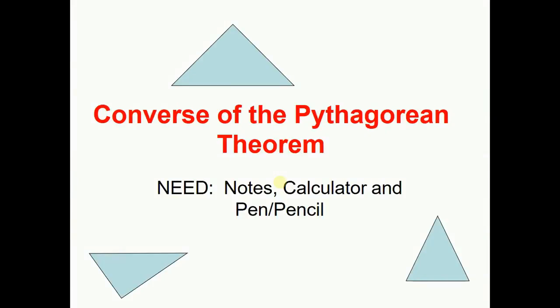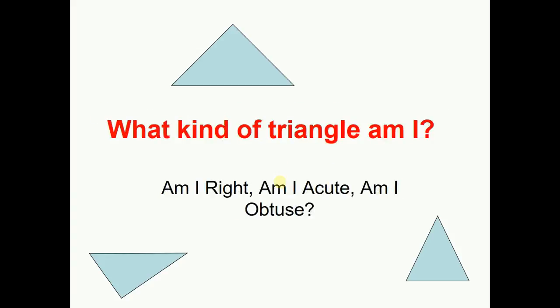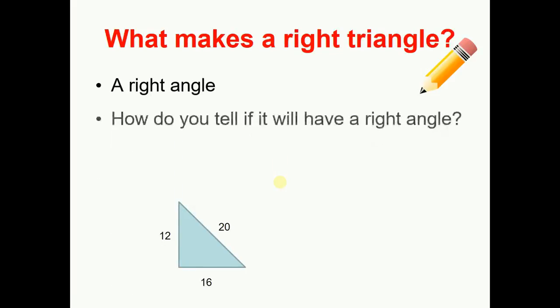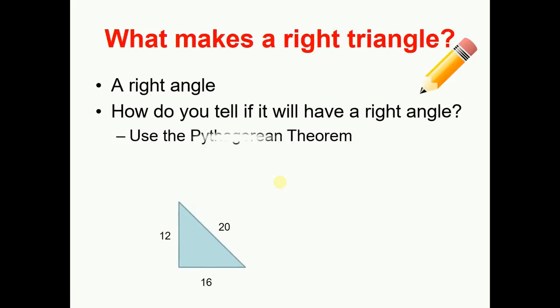So today we're going to talk about the converse of the Pythagorean theorem, aka the inverse of it. So what can we say about the Pythagorean theorem and use it? You're going to want notes, a calculator, just to do some squares, and then a pen or pencil today as well. So basically the focus of today is what kind of triangle am I? Basically the converse of the Pythagorean theorem allows us to see what kind of triangle we actually have.